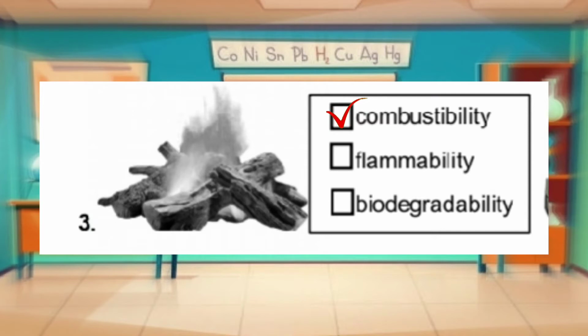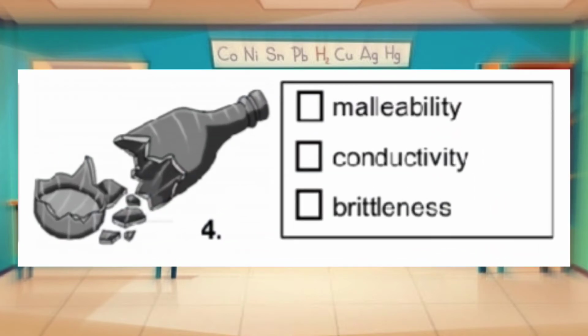And lastly, number 4. A broken bottle. What property does it show? Is it malleability, conductivity, or brittleness? If you choose brittleness, then you did a great job.